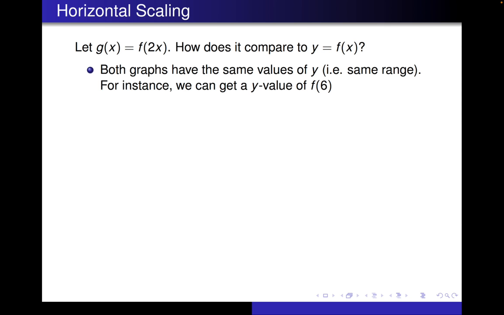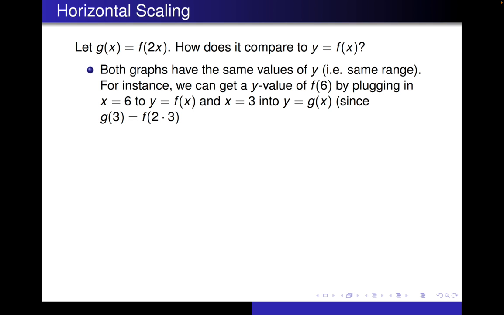And so let's see how this would actually happen. If we wanted to get a y value f of 6, we can get that f of 6 from both y equals f of x and y equals g of x. If we plug in x equals 6 into y equals f of x, we get f of 6, right? Because x equals 6. But in this case, we plug in x equals 3 into g of x. Then g of 3 would be f of 2 times 3, because in this case our x is 3, and that's f of 6. We get the same y value.